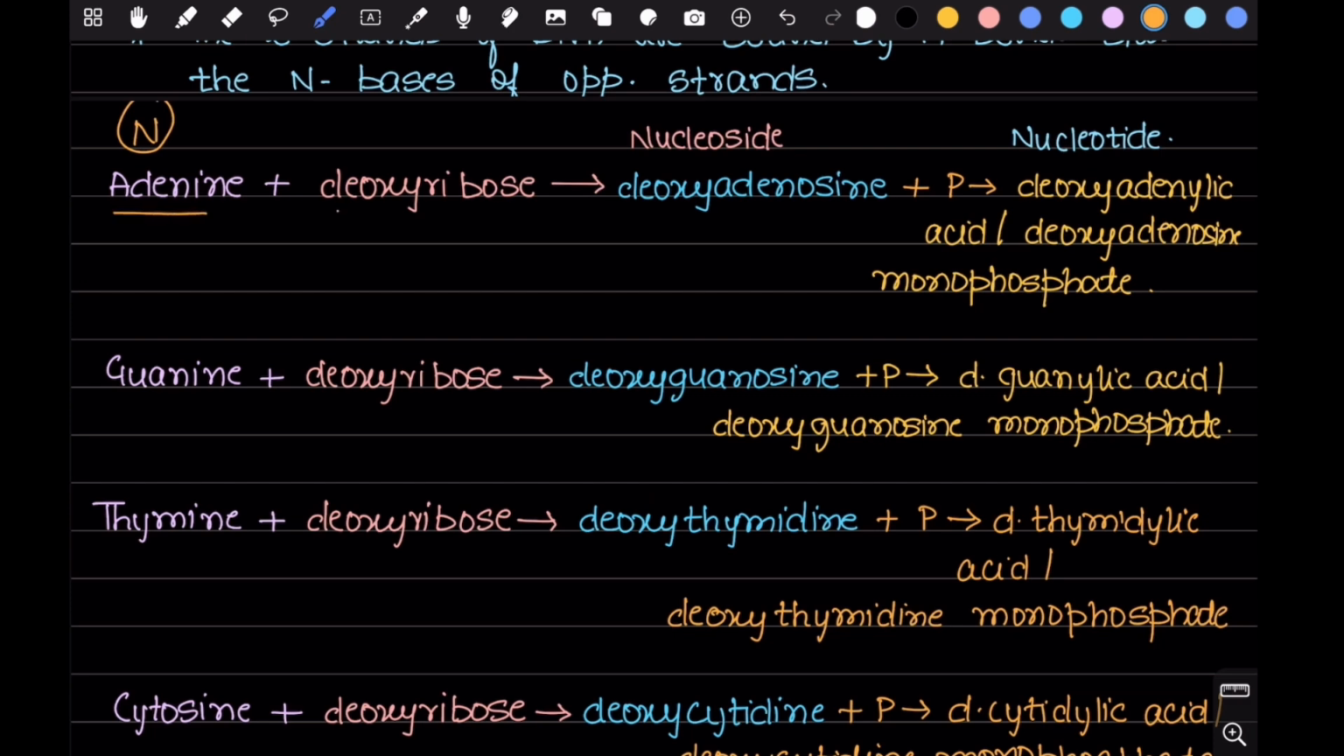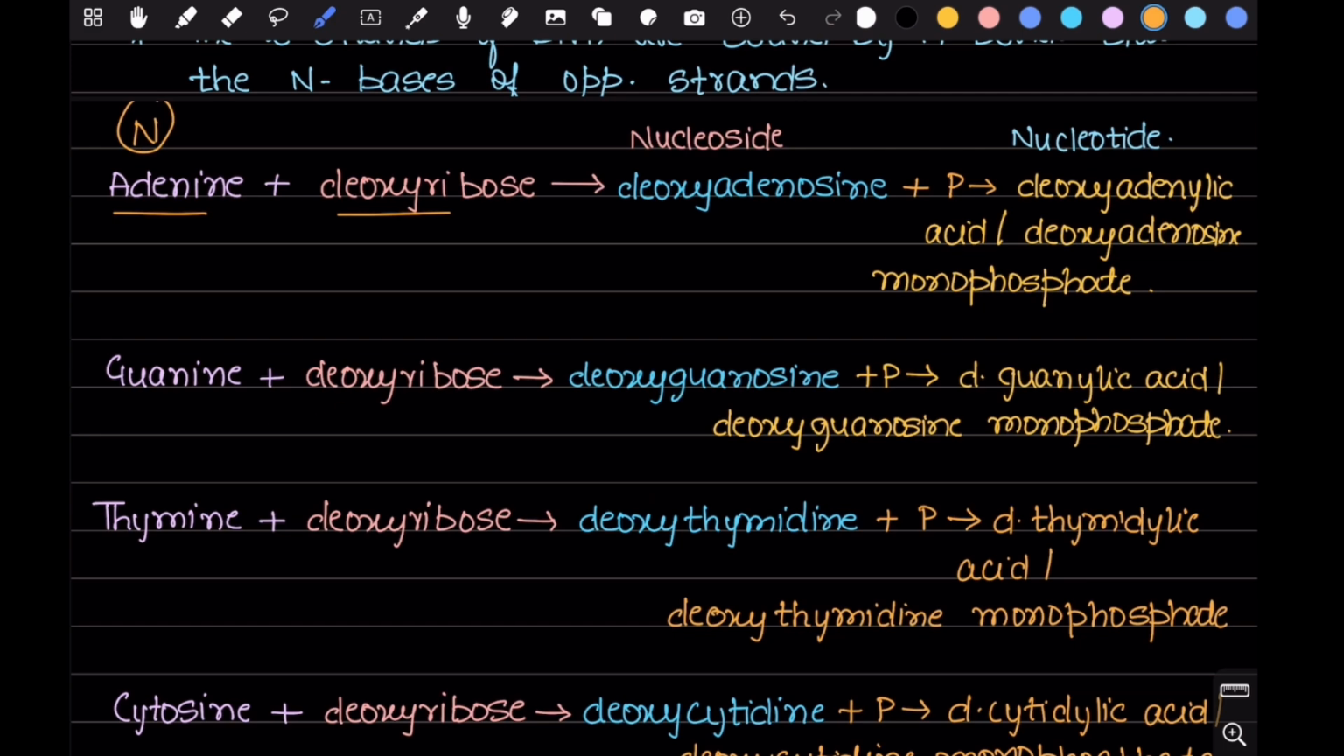If the nucleotide consists of adenine as its nitrogen base, if we add a deoxyribose sugar, it forms a nucleoside. A nitrogen base plus sugar is equal to nucleoside. If phosphate is added to that nucleoside, it becomes a nucleotide. Simple formula. Then if it consists of adenine as its nitrogen base, the nucleoside is called deoxyadenosine, and if we add a phosphate group to that deoxyadenosine, it becomes deoxyadenylic acid, or it is called deoxyadenosine monophosphate.